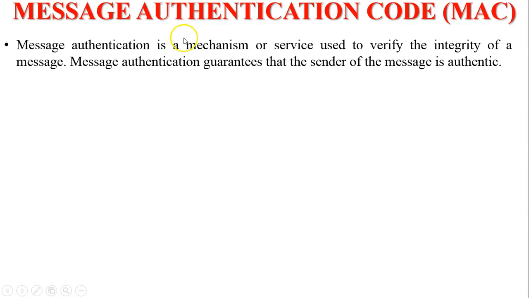Message authentication is a mechanism or service used to verify the integrity of a message. Integrity means the message should not be altered by any other user inside the network during the transmission of a message. Message authentication guarantees that the sender of the message is authentic. As per the definition of authentication, the receiver must know whether the message sender is original or not.